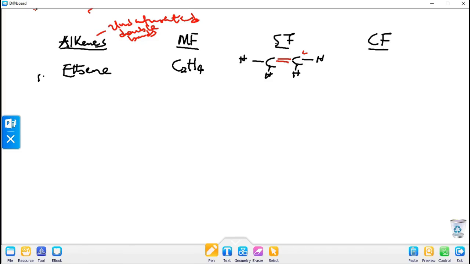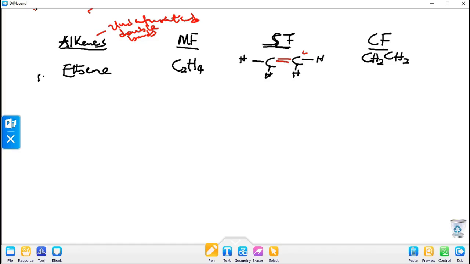The condensed formula will be CH2 CH2. That is the condensed formula for ethene, because carbon 1 is having 2 hydrogens, carbon 2 is also having 2 hydrogens. So we don't need to put the double bond in between them again. That is why it is called condensed. You are compressing the structural formula. So when we compress the structural formula, we have a condensed formula.